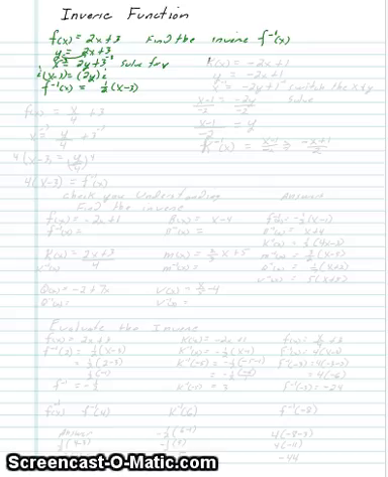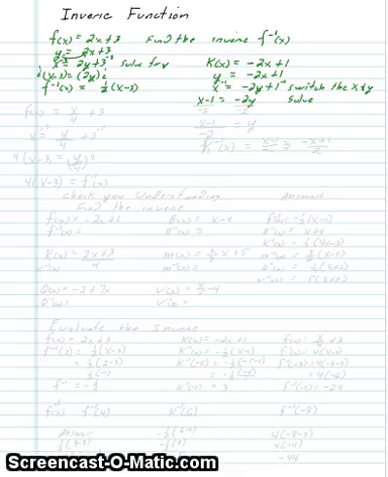Another example. We have k of x equals negative 2x plus 1. k of x is y, so y equals negative 2x plus 1. Switch the x and the y. All you're doing is just changing places. Switch the x and y. Then solve.